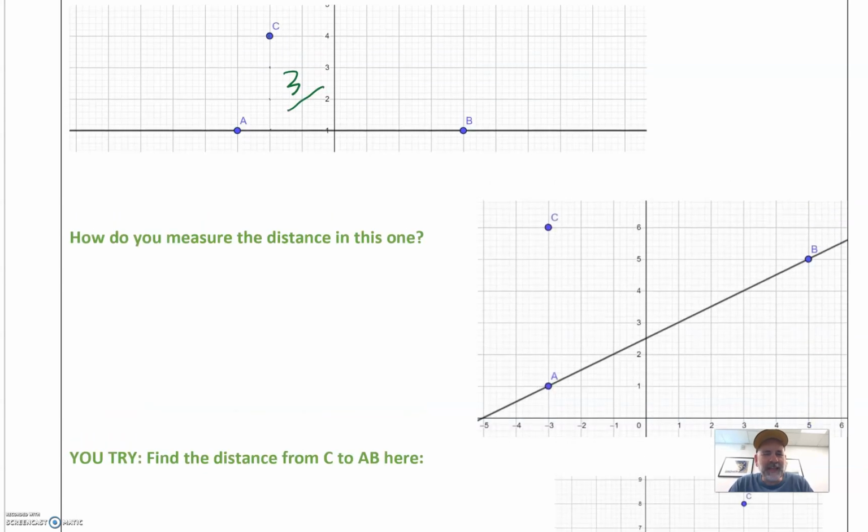Now, the trick is, how are you going to measure the distance? So what I want you to do right now is I want you to listen to the instructions, then pause the video and draw a distance. So I want you to draw, kind of like I could draw a segment here to show the distance that's 3 units long. I want you to draw a segment from C to line AB that would represent the distance from point C to line AB. So draw the line that you're going to use to measure the distance.